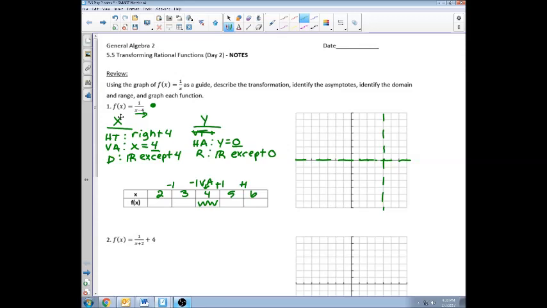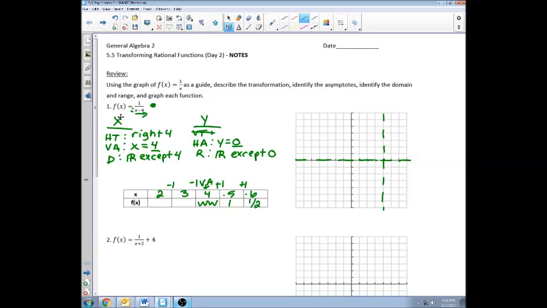To fill in my f of x boxes, I'm going to take my x value, in this case 5, and put it in for x in the original problem. So I have 1 over 5 minus 4. Well, 5 minus 4 is 1, so 1 over 1 will be 1. Then I'm going to take 6 and plug it in for my x value. So 1 over 6 minus 4 is 1 over 2. 1 over 2 is 1/2 or 0.5. It does not matter to me.